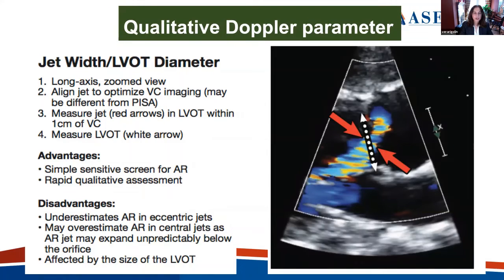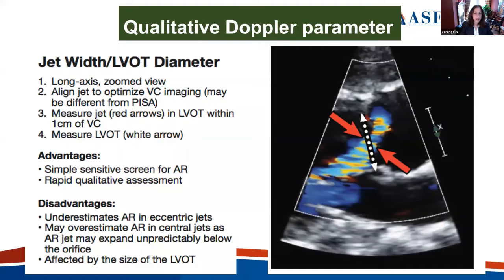So let's first talk about the jet width divided by the LVOT diameter. That's a measurement that we make on the parasternal long axis view using a zoomed mode. We want to align the jet to optimize the visualization of the vena contracta. So that may be different than what we do for PISA. We want to measure the jet in the LVOT about 1 centimeter below the vena contracta.